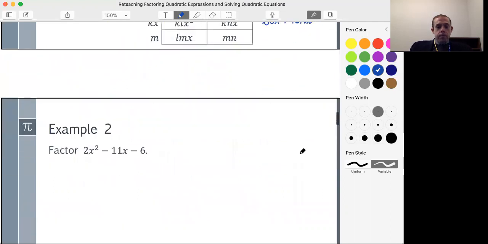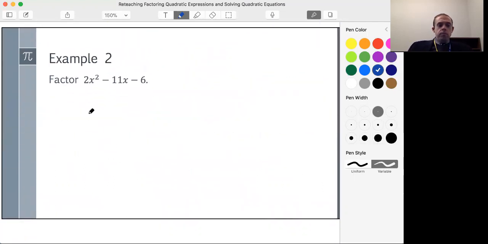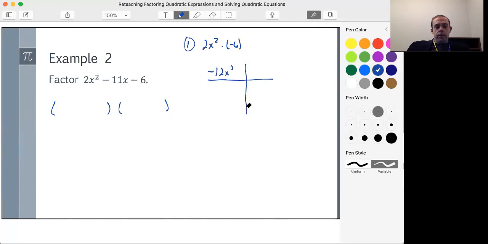Okay, so here's example 2. We know we want to write this as a product of two factors, or two binomials. So step 1, you multiply the first term, 2x squared, times the last term, negative 6. And that's where we get negative 12x squared. Now we look for the factors of negative 12x squared that can give us negative x. It looks like it's going to be positive x times negative 12x. When I add them, I get negative 11x.